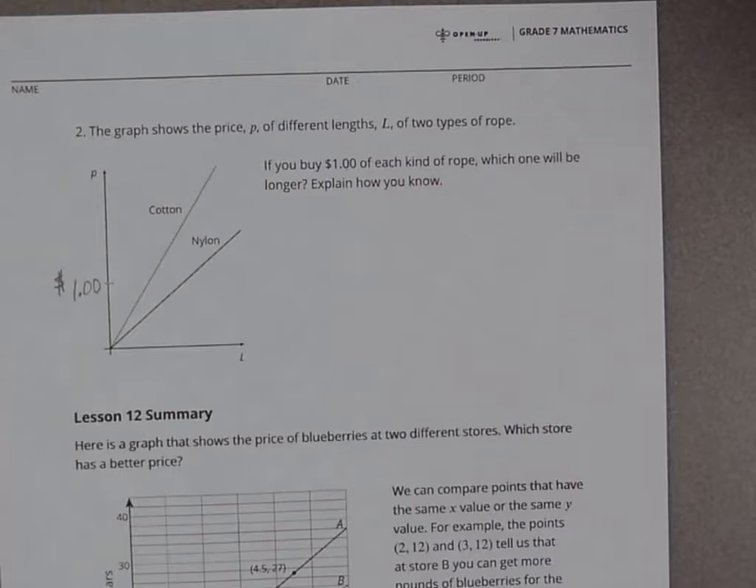Yeah, $1, you can only buy this much cotton. At $1, it's saying you get this much cotton. See what I'm saying? Right, straight line, because $1, boom, boom, that's straight as how much you get.